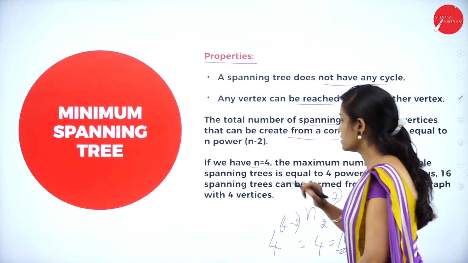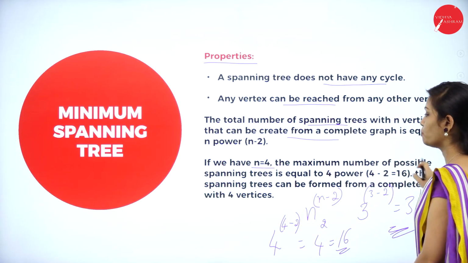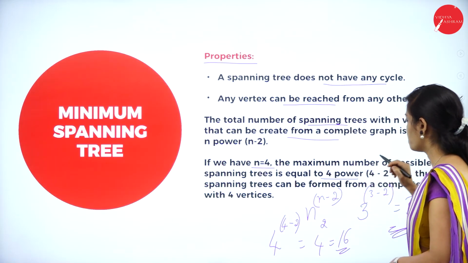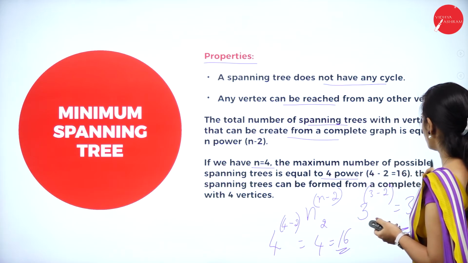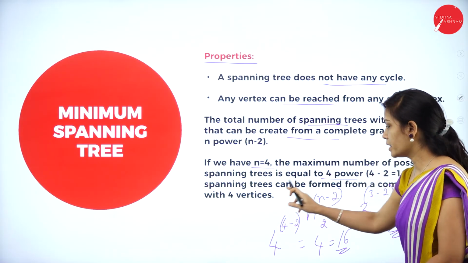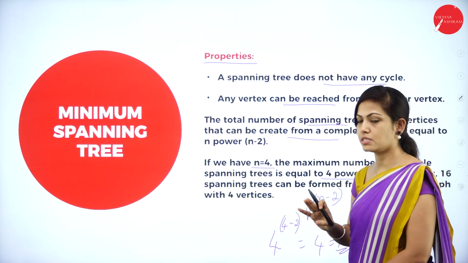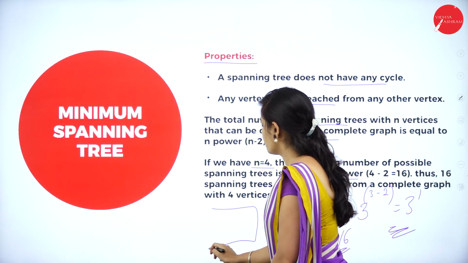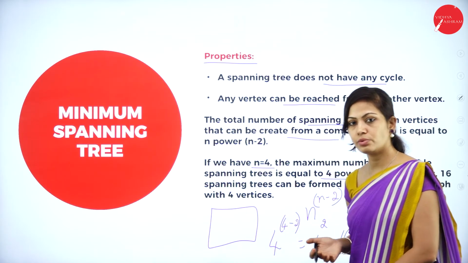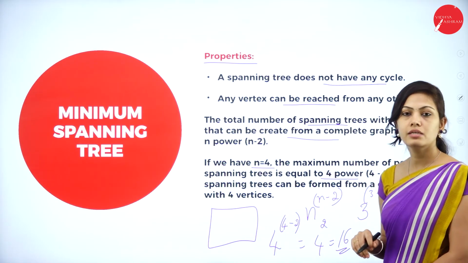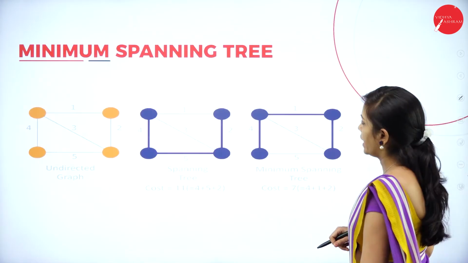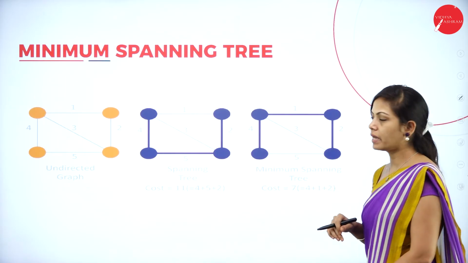If we have n is equal to 4, the maximum number of possible spanning trees is equal to 4 power 4 minus 2, which is equal to 16. Thus, 16 spanning trees can be formed from a complete graph with 4 vertices. So, with 4 vertices, how many spanning trees will we get? We will get 16 spanning trees. Is it clear?